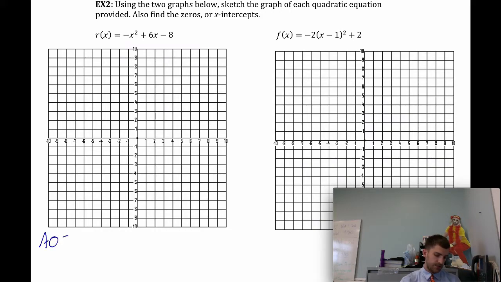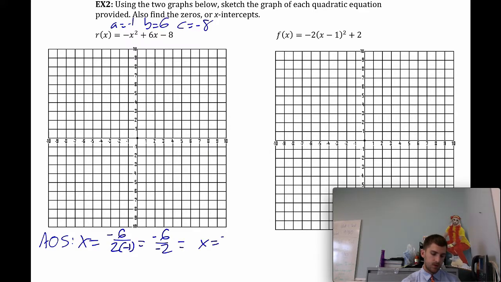Our axis of symmetry. Well, maybe we should label a, b, and c. a is negative 1, b is 6, c equals negative 8. So our axis of symmetry is going to be x equals negative b over 2a, which is negative 6 over 2 times negative 1. So we have negative 6 over negative 2, which gives us x equals 3. So we're going to have a vertical line at x equals 3.